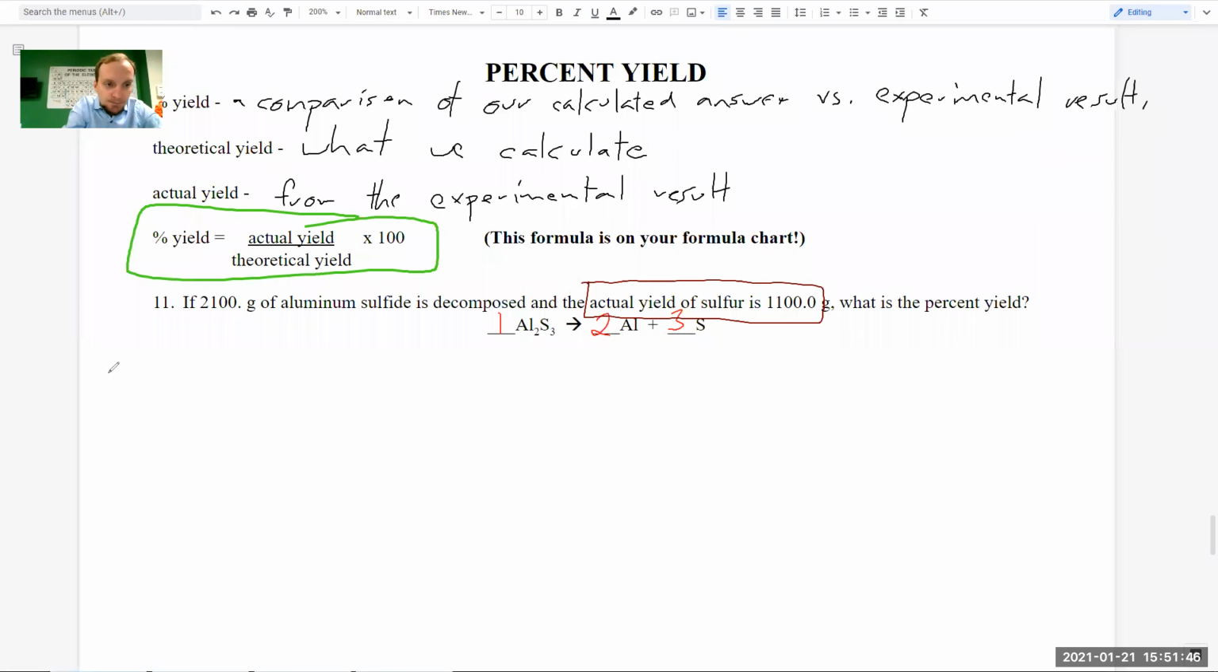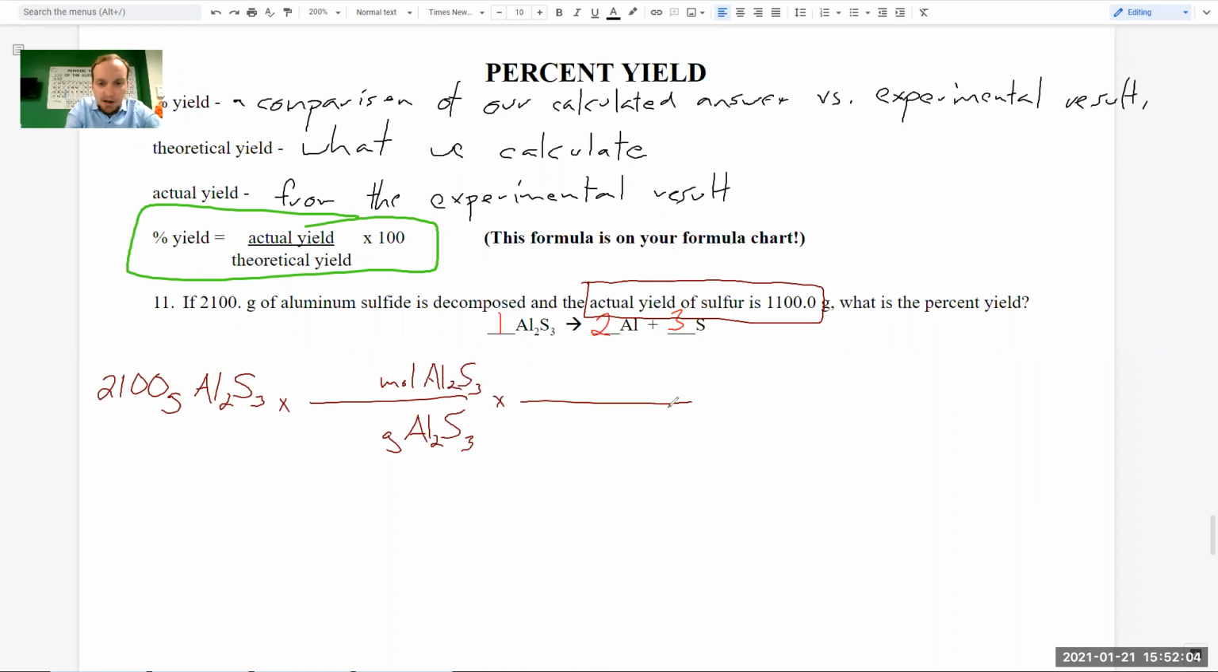So we're going to start with 2,100 grams of aluminum sulfide. Again, I'm going to get out of grams of aluminum sulfide and convert that into moles of aluminum sulfide.